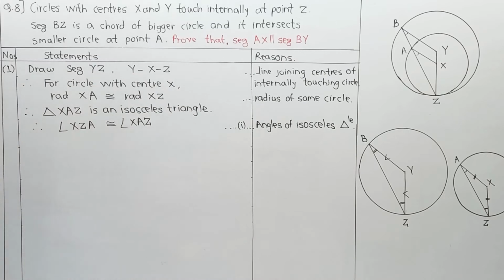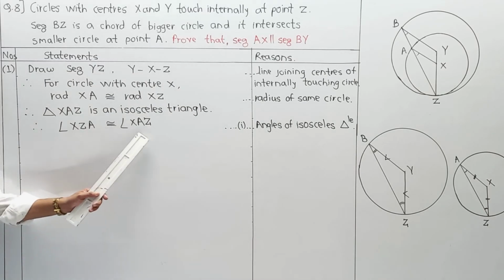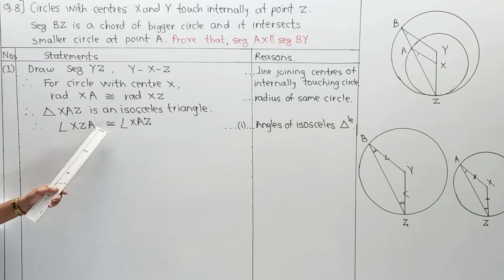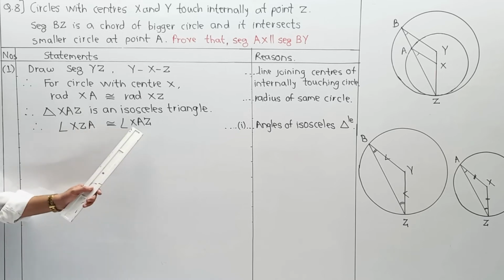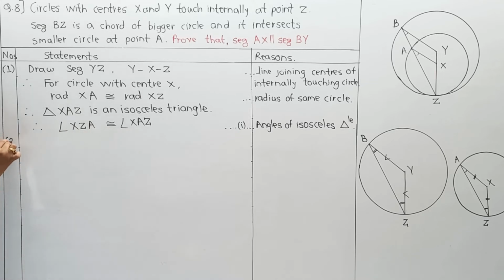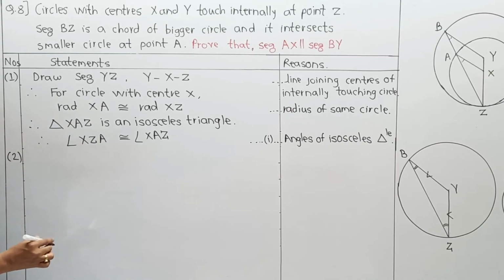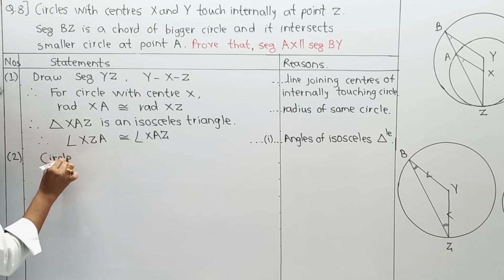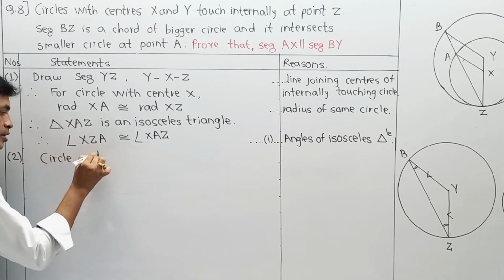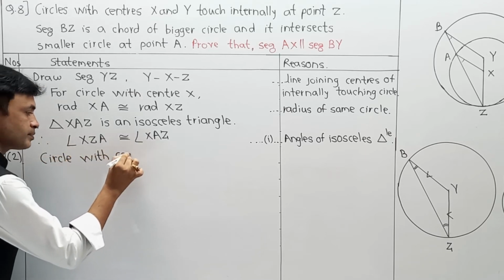Angles of isosceles triangle. Now this is the main key for our first part. We are going to write the same part for the second circle, meaning the circle with center Y, and we are using the first and second to give the conclusion of the third. So the second part is nothing but the circle with center Y.